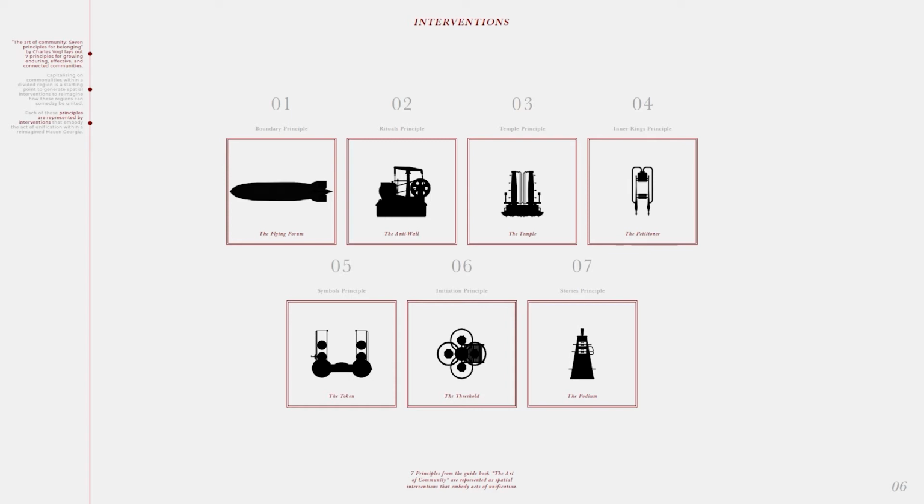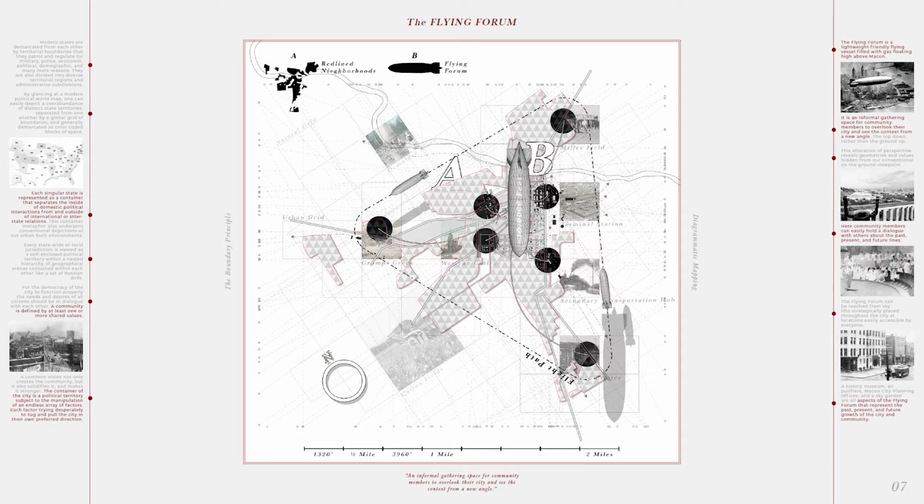So this is where I give quick silhouettes of the 7 interventions: the boundary principle, rituals principle, temple principle, inner rings principle, symbols, initiation, and stories principles are all represented by different interventions. Every page of this booklet has an explanation on the left and right hand side. I would recommend pausing the video and reading those. The following plates are a closer dive into the 7 interventions.